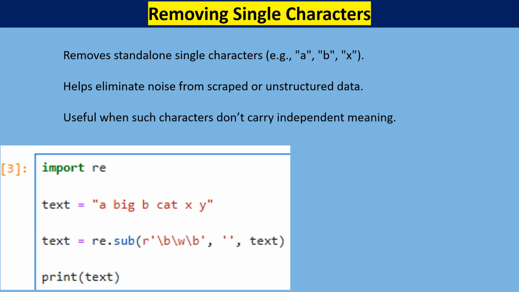Removing single characters like A, B, X. Single letters often appear in noisy text. This method finds word boundaries where only one character exists, and removes those standalone characters unless they have grammatical meaning, like a or I in English, which should be preserved depending on the context. Make sure to apply further cleaning like extra white space removal after this step for tidy outputs. Big cat.